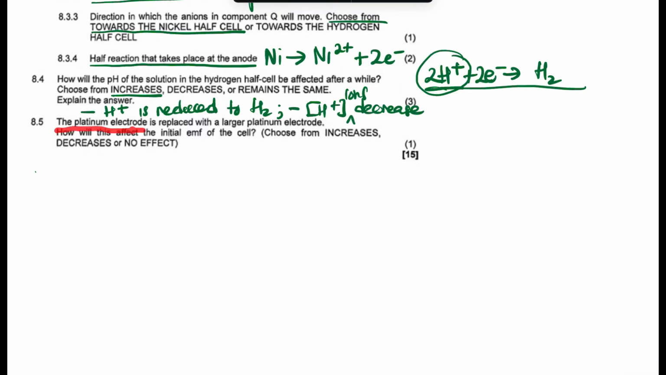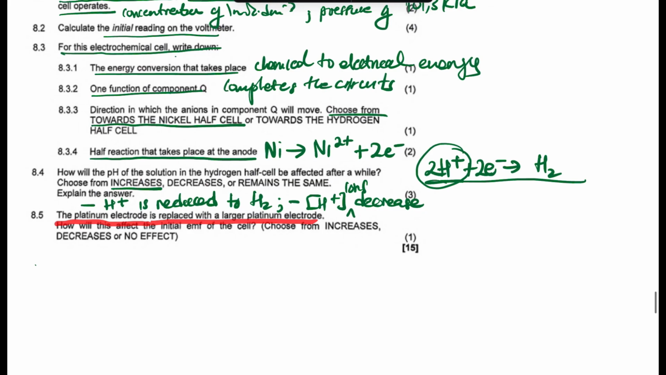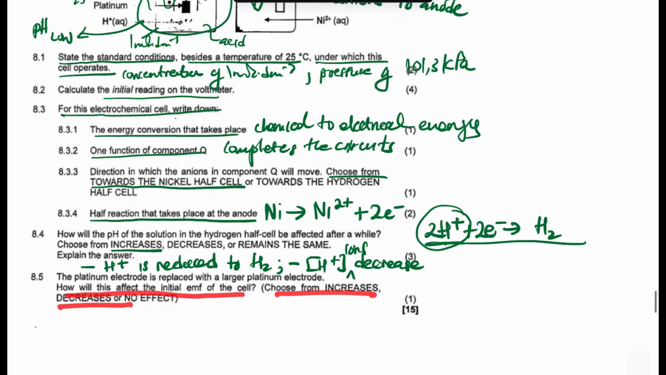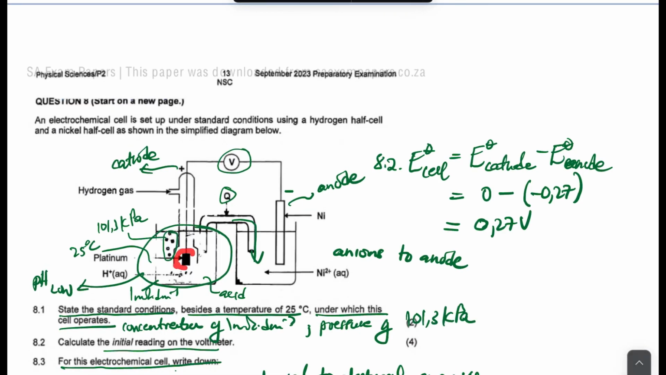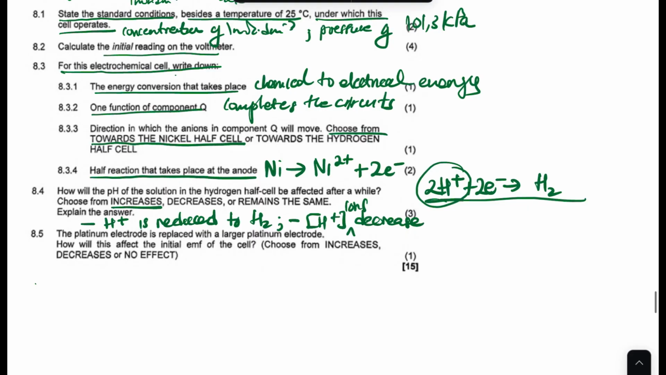Right, let's answer 8.5. It says the platinum electrode is replaced with a larger platinum. How will this affect the initial EMF? Choose increase, decrease or remain the same. Remember, this platinum is only there to conduct electricity, nothing else. So it will have no effect, because the platinum is inert and is there for the conductivity of electricity.